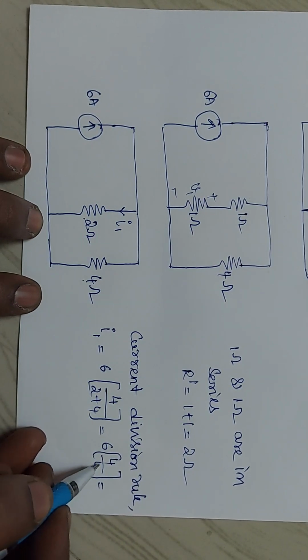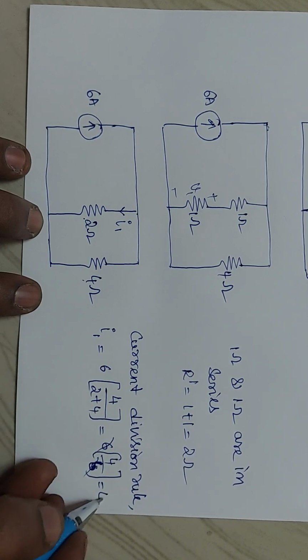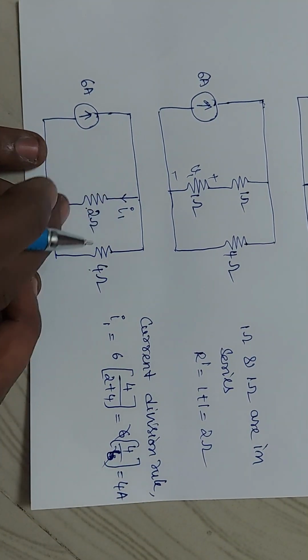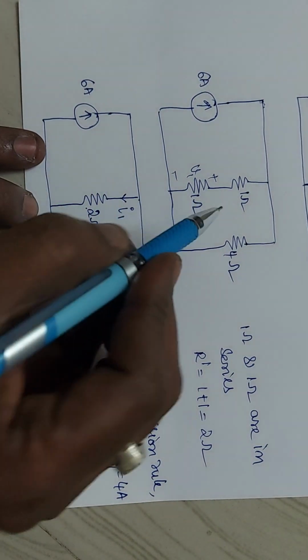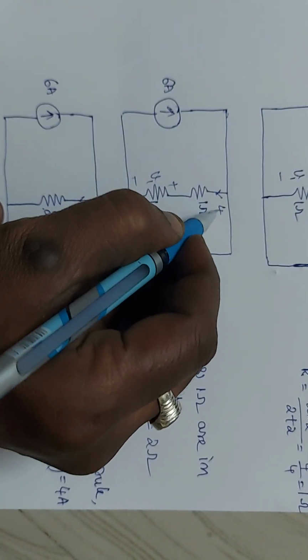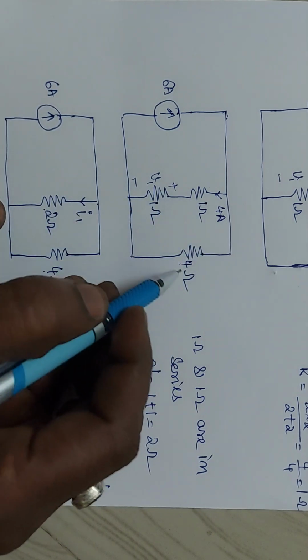So how much? 6 into 4 by 6. This 6 and this 6 get cancelled. Now you got 4 amperes. So 4 amperes is the current in the 2 ohm. So the same 4 amperes is passing here, and the remaining 2 amperes is passing through the 4 ohm.